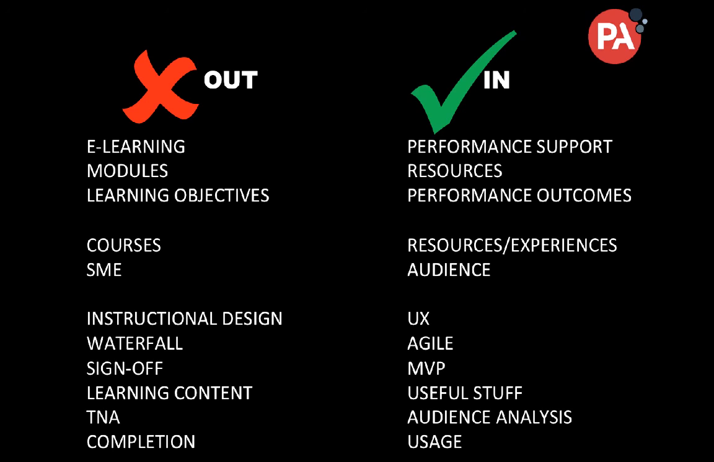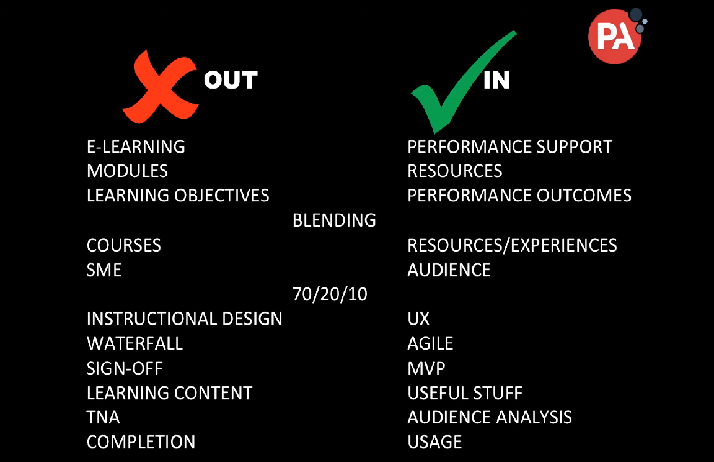So what are the things that are out and what are the things that are in? E-learning is out. Instead, performance support. Modules, no. Instead, resources. Learning objectives, no. Even if you achieve learning objectives, it probably won't change behavior. And actually changing behavior generally happens without learning. So performance outcomes is where we need to go. Blending, maybe not. I'll come back to that. Courses, no. Resources and experiences, as we'll see in a minute.